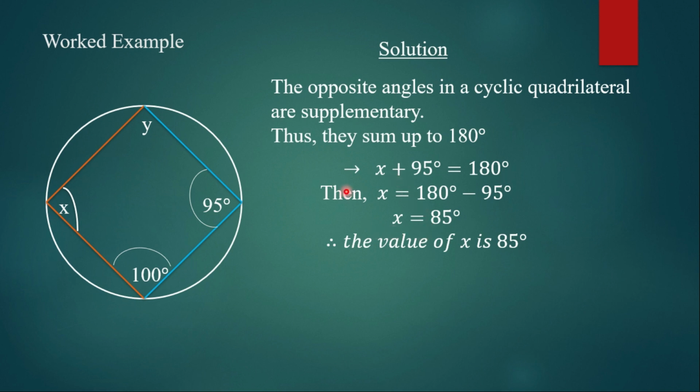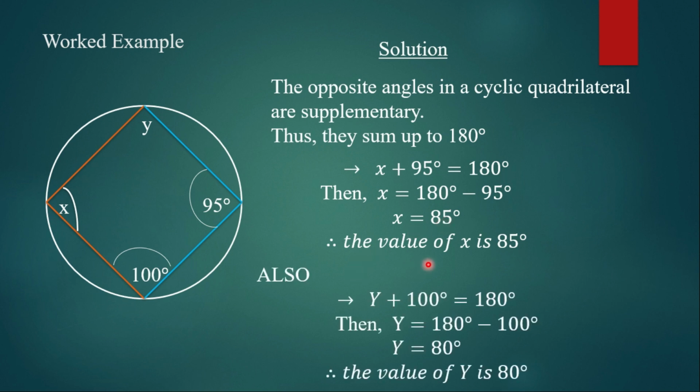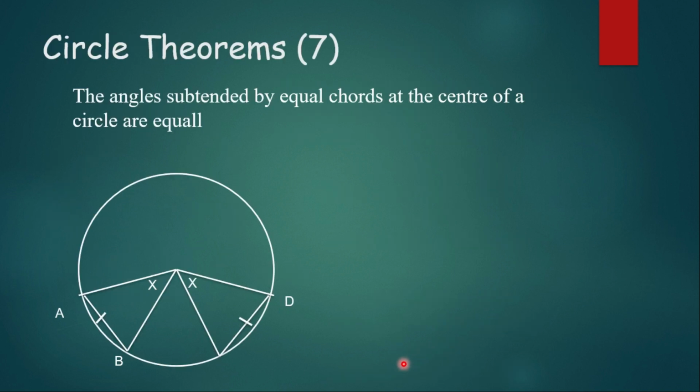So when you sum them up, we know X is equal to 85. That is, when I pick X plus 95, it should give me 180. Then you subtract 95 from both sides. Then X is equal to 180 minus 95, which is 85 degrees. So the value of X is 85 degrees. Now, also Y and the 100 will sum up to 180. So Y is equal to 180 minus 100, and Y is equal to 80 degrees. Simple as that.